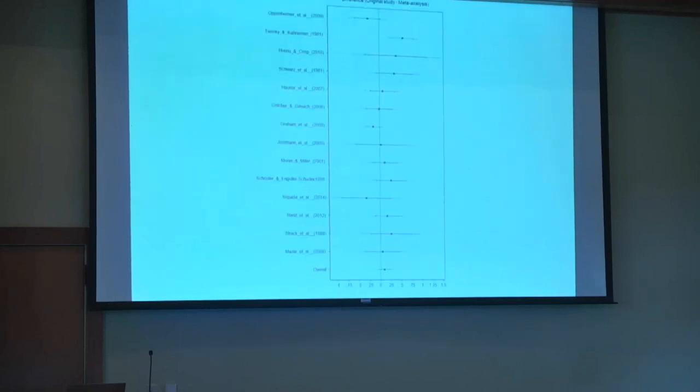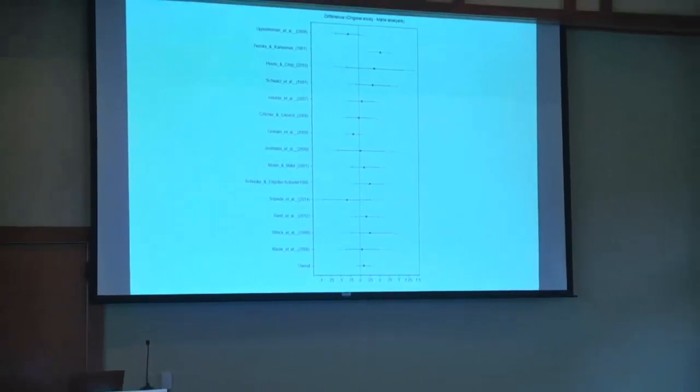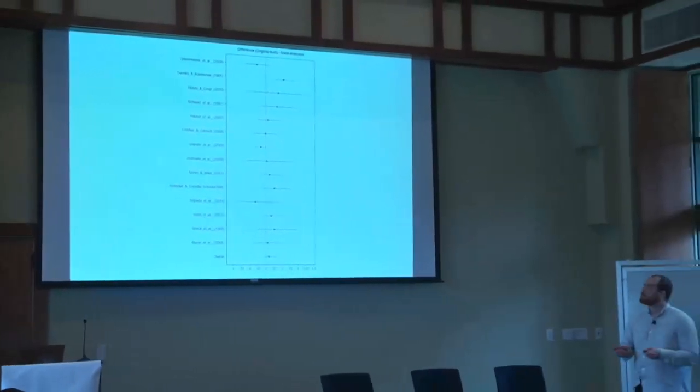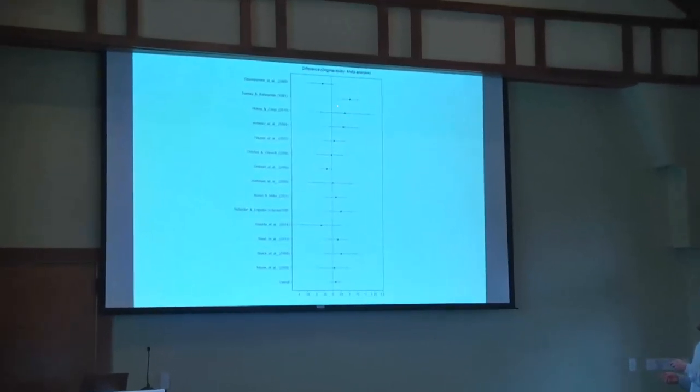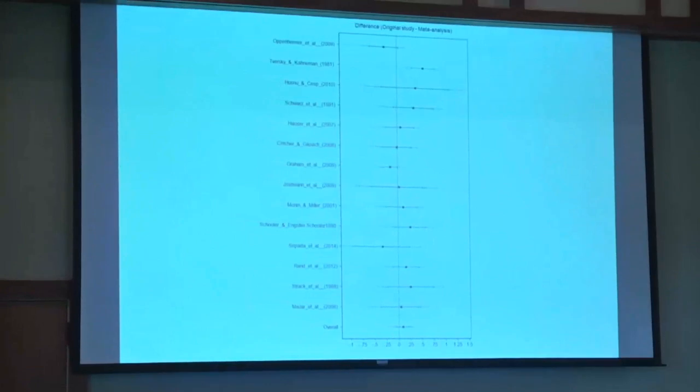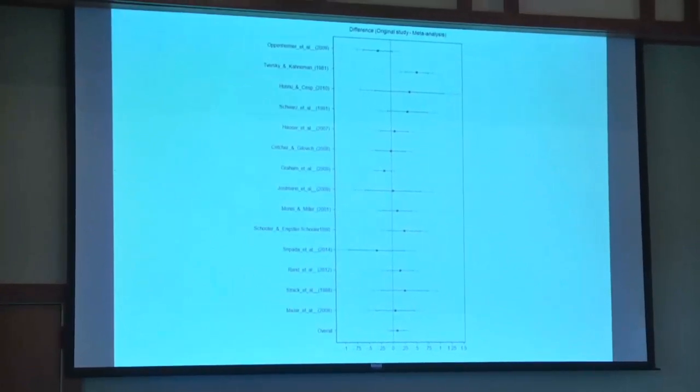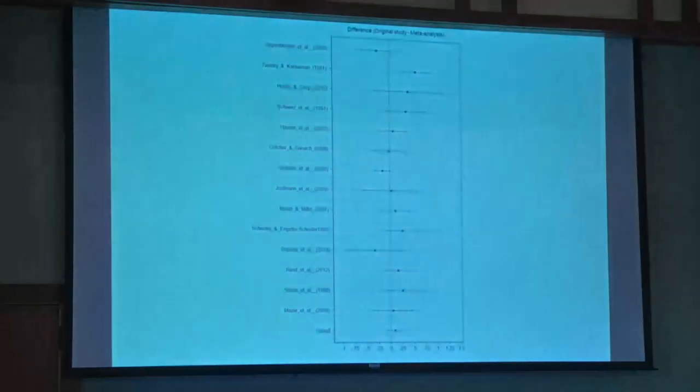We also look at whether the meta-analysis reduced the overestimation present in original studies by comparing effect sizes in original studies to the meta-analytic summary effect. And here we find that typically the meta-analytic estimate and the original study estimate are very similar, indicating that it doesn't seem like the meta-analyses are reducing the overestimation present in the original studies.